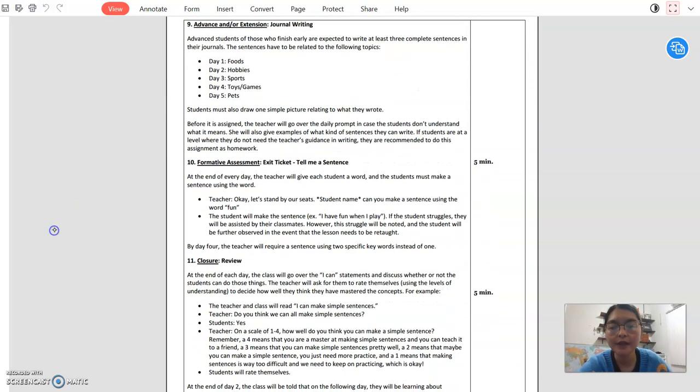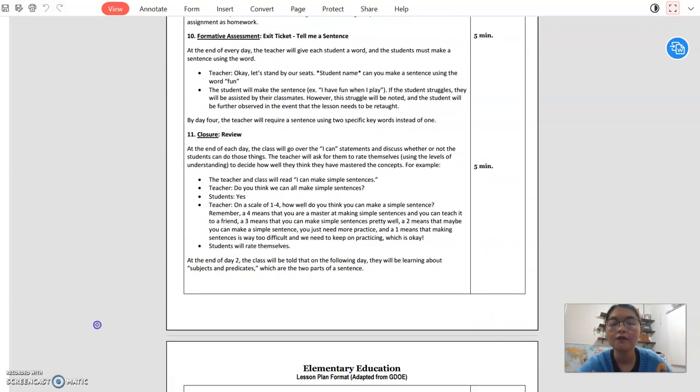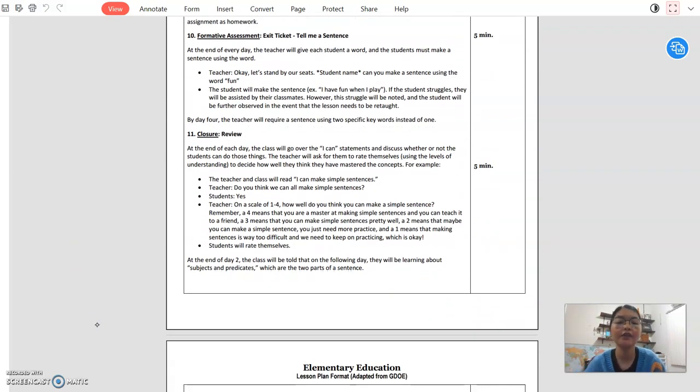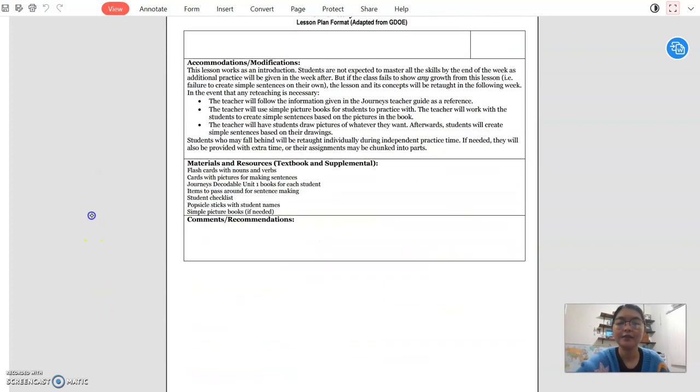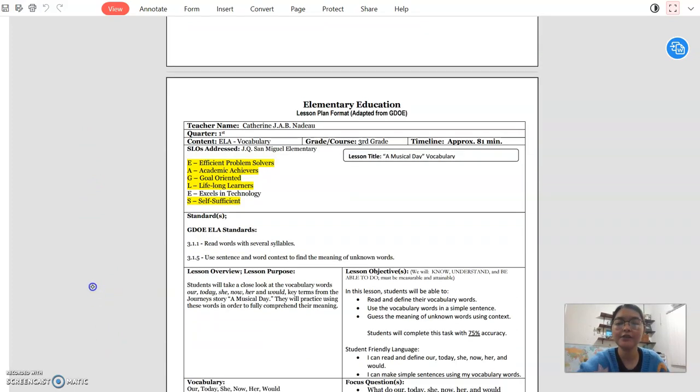For the formative assessment, we have making sentences. For their closure, it is a review of what they learned. They go over the I can statements, and they rate themselves using the levels of understanding that I went over earlier, the 1, 2, 3, or 4. Then we have the accommodations, modifications, materials, and resources.